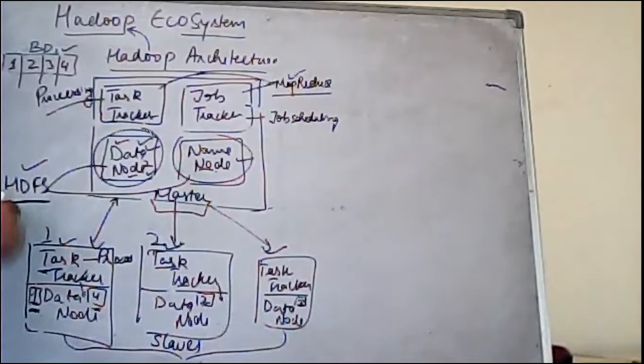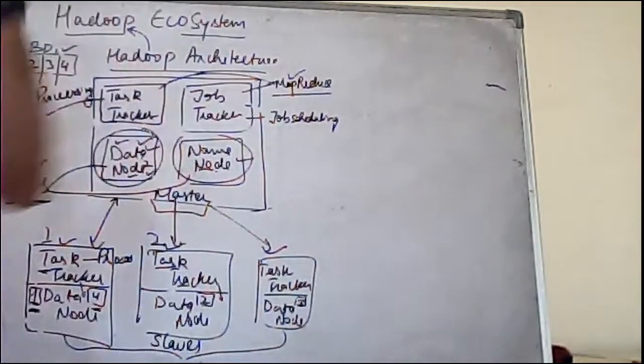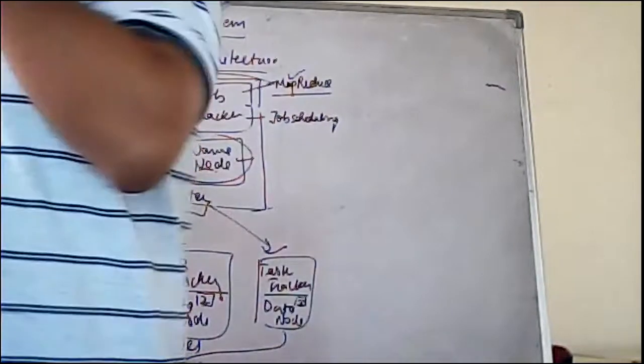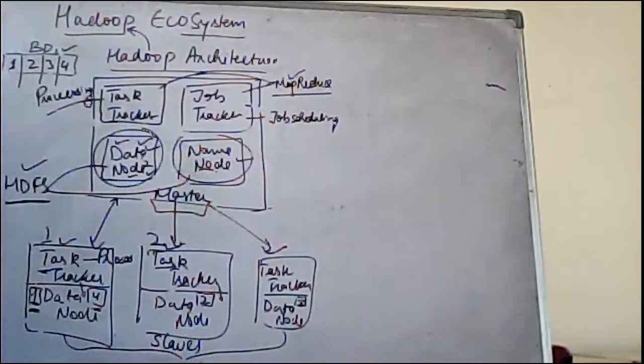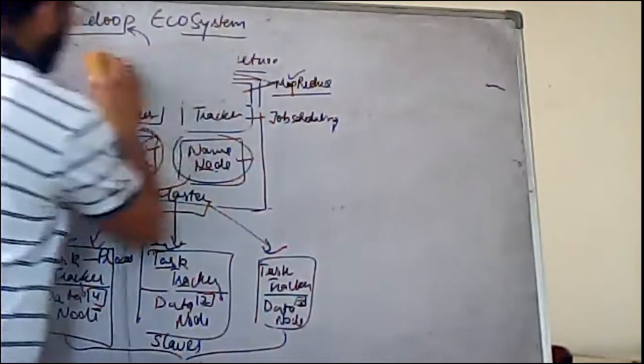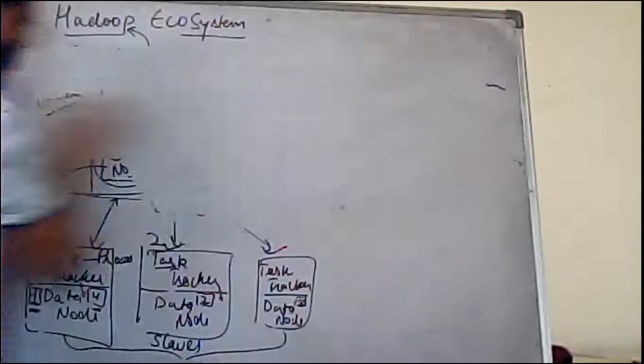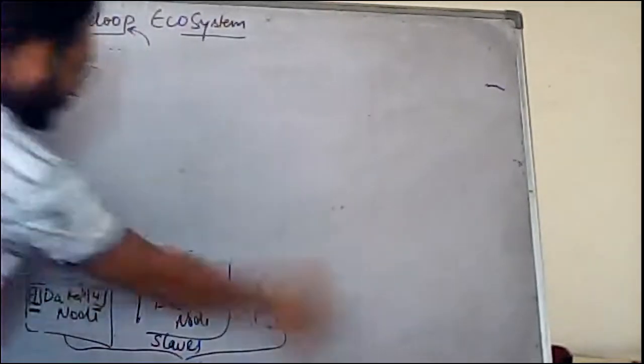HDFS will store your data. MapReduce will map as well as reduce your data. This is the complete architecture of how your data will be stored and processed. This is the Hadoop architecture. In this manner, your data will be stored and processed. Now, what is the functionality of your HDFS? All these concepts are performed by your HDFS.